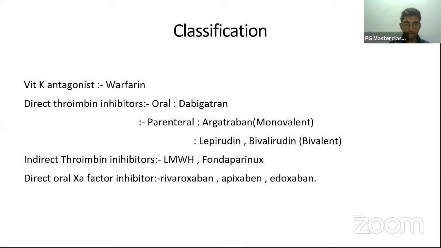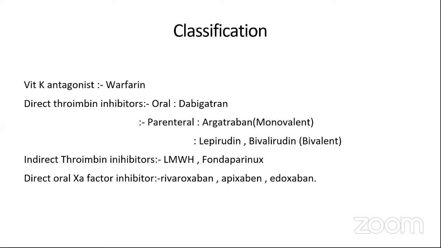I would like to summarize all the drugs. Vitamin K antagonist is warfarin. Direct thrombin inhibitors: the oral one is dabigatran. Dabigatran has an antidote, which is idarucizumab. What is the dose?